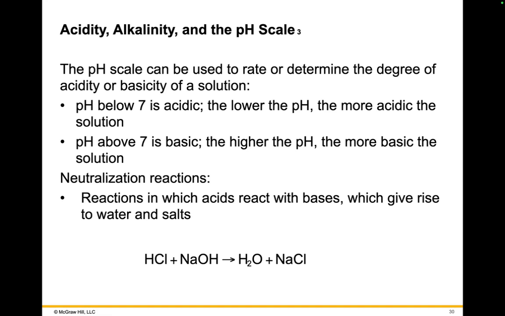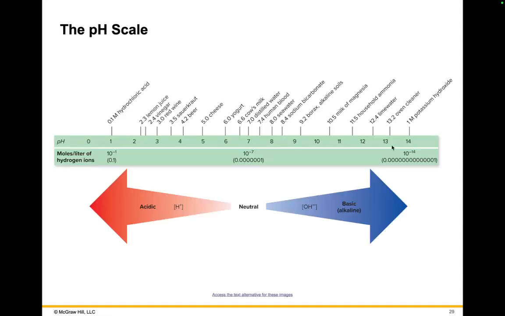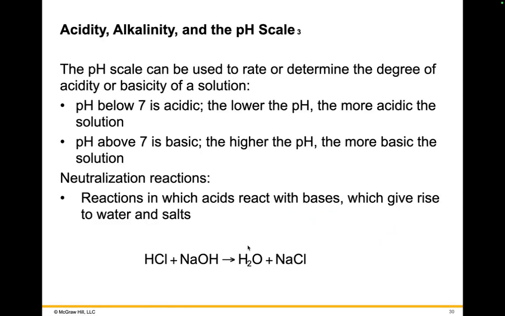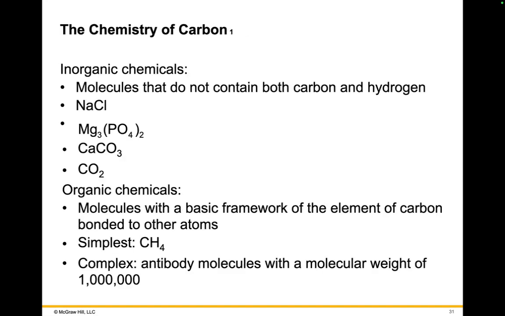Reactions where acids react with bases do result in water. They neutralize. So think about having 15 hydroxide and 15 hydrogens, they would be even. They would neutralize when you mix them together, and they end up with salt. So here you have hydrochloric acid and sodium hydroxide, a base. And when you mix these together, you get water and sodium chloride, our table salt we've already talked about.